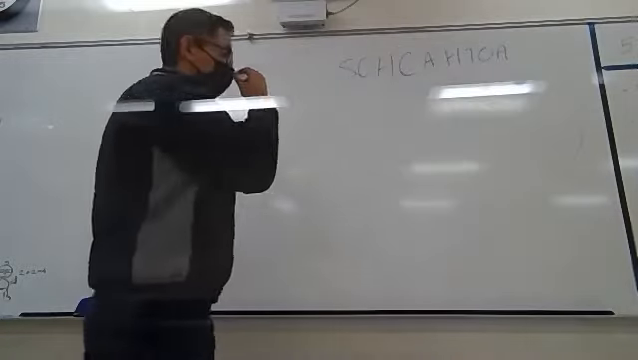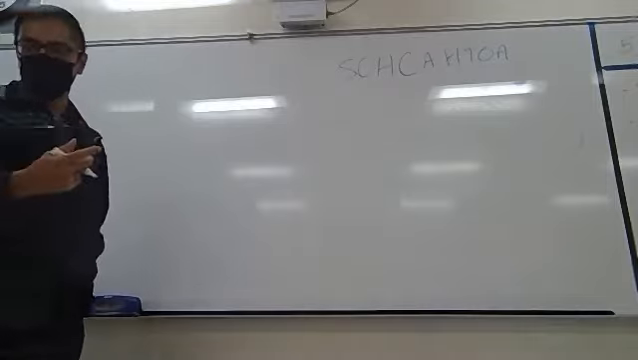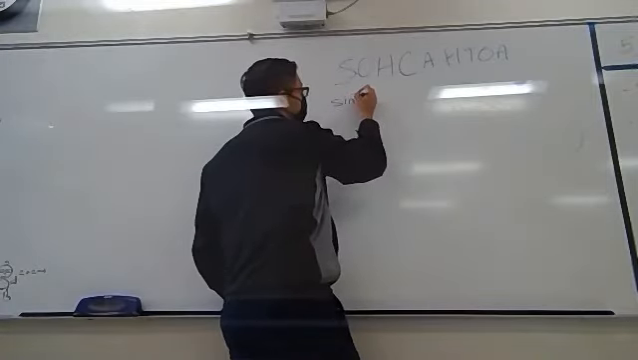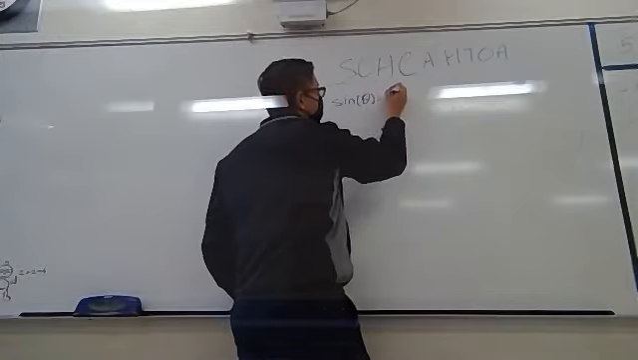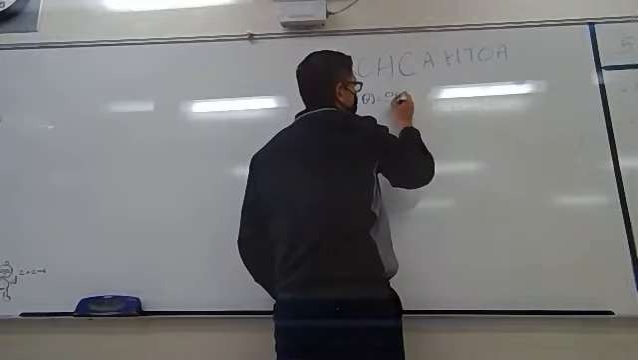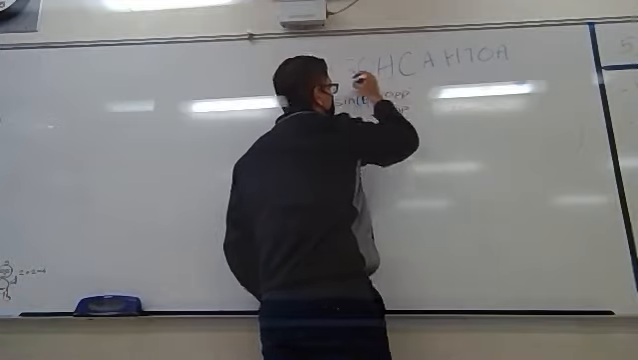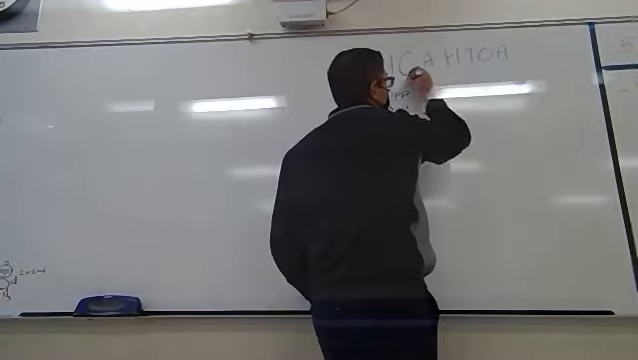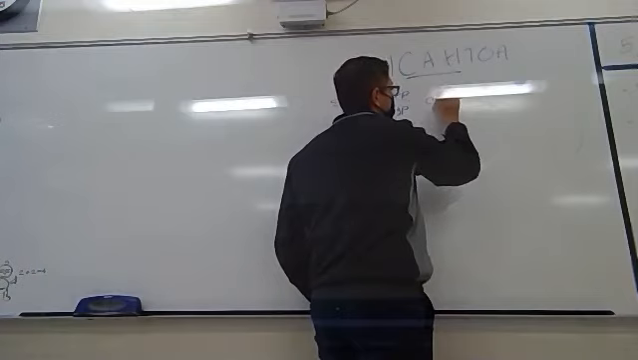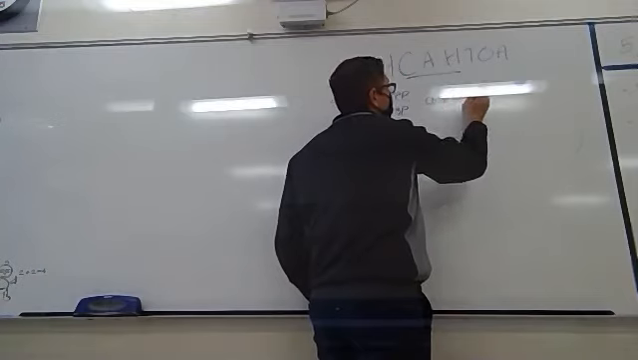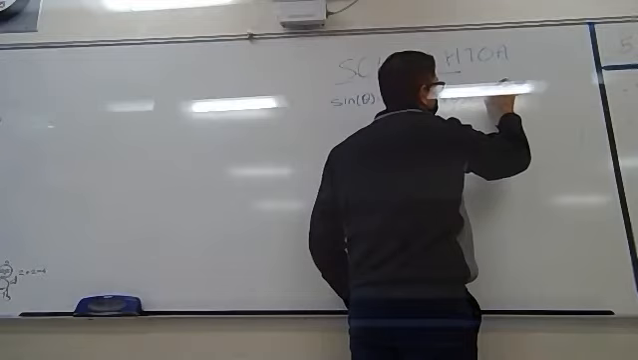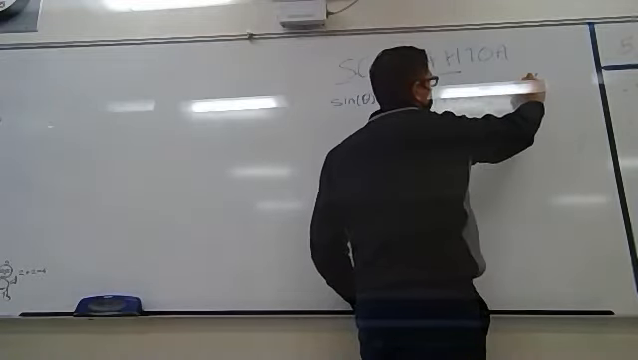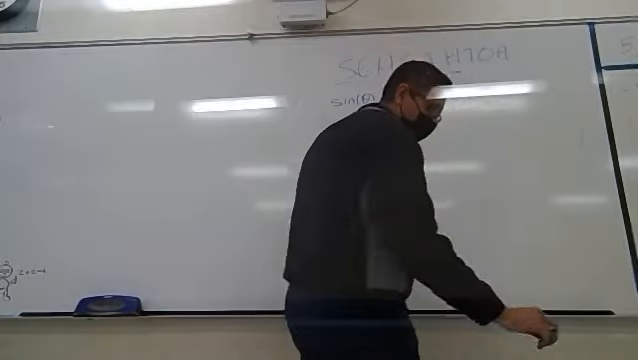Okay, SOH CAH TOA. So just to reiterate what this means, SOH stands for sine of the angle theta equals opposite over hypotenuse. S stands for sine, O stands for opposite, H stands for hypotenuse. CAH is cosine of theta equals adjacent over hypotenuse. Again, C stands for cosine, A stands for adjacent, and H stands for hypotenuse.